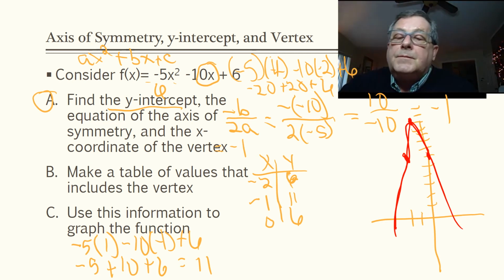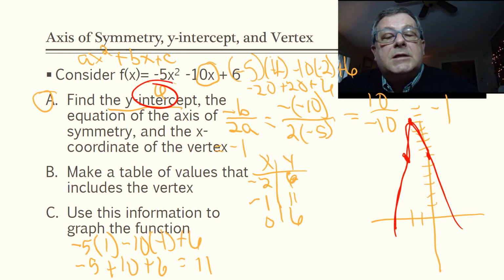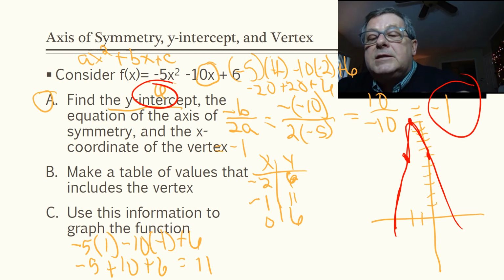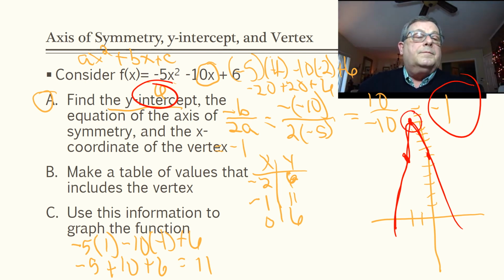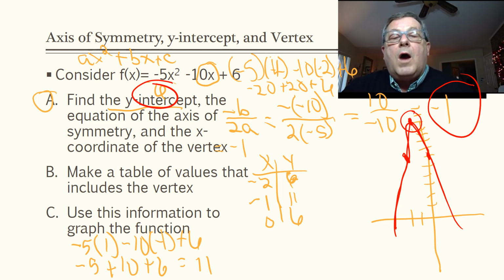Okay. Pretty sloppy graphing, but here's the key thing. The y-intercept is 6. The axis of symmetry is negative b over 2a, which gives us negative 1. That's also the x-coordinate of the vertex right here. And there we are: axis of symmetry, y-intercept, and vertex of a quadratic equation.